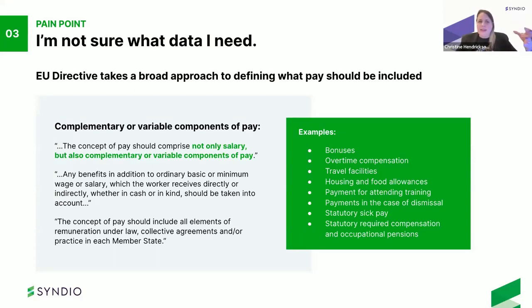And the reason I say that is that in the directive itself, it says that the concept of pay should include all components of remuneration under the law, under collective agreements or practice in each member state. So that suggests that it will be different from jurisdiction to jurisdiction, because we find very clear differences in terms of what is considered to be remuneration and included in the allowances in individual jurisdictions. So what's required in Sweden is quite different than what's required in Spain, is quite different than what's required in the UK in terms of what that looks like. And we think that complexity, unfortunately, is going to continue as we move into this area of the EU directive.